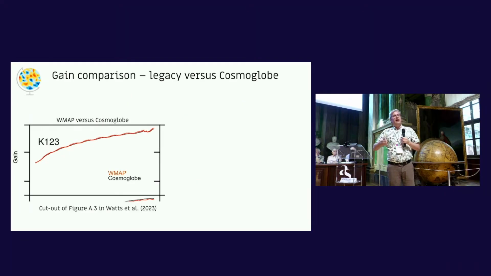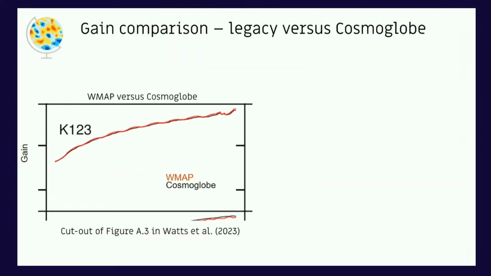So with this in hand, you can sort of go back. What actually happened? Why did the two experiments disagree in the first place? And to us, it always boils down to the gain. Gain versus foregrounds is the big challenge here. So here's a cutout from Duncan Watts' paper. He was leading this analysis. And you can see that the two curves agree quite well. The WMAP one seemed to fluctuate a little bit more.